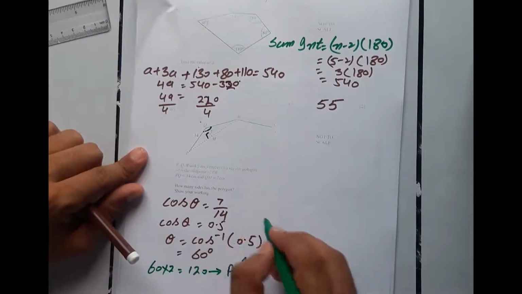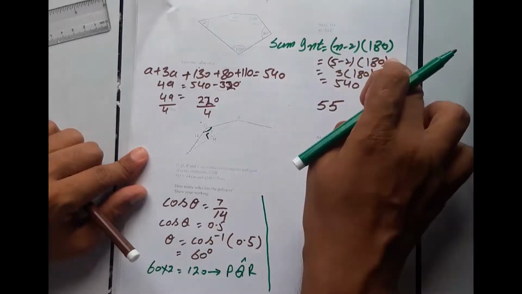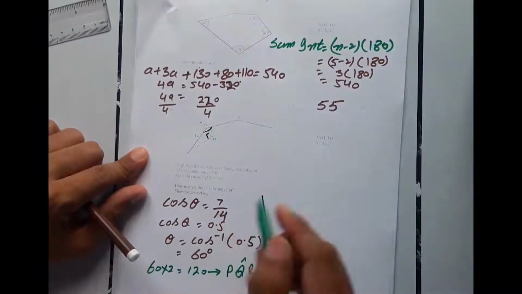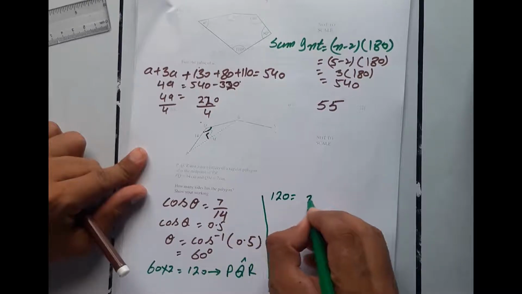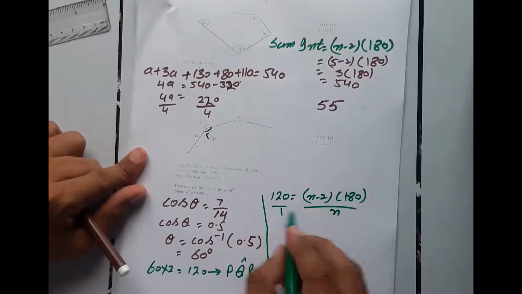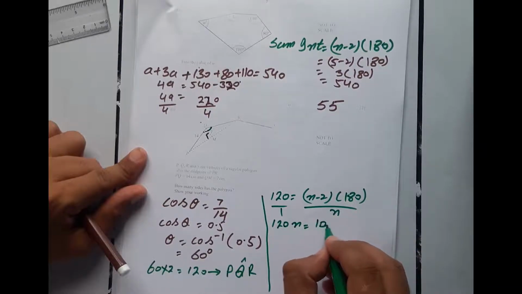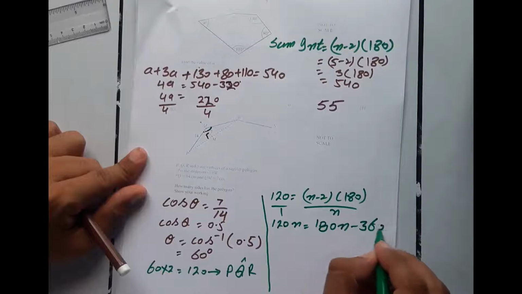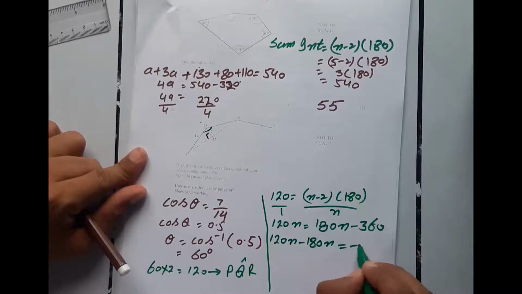Now we have to find the number of sides. Each angle is 120. For each angle, the formula is the sum of interior angles, (n minus 2) into 180, over n. So 120 is equal to (n minus 2) into 180 over n. We will cross multiply it. 120n is equal to, opening the bracket, 180n minus 360. We will shift on the other side. 120n minus 180n is equal to minus 360, which is minus 60n equal to minus 360.